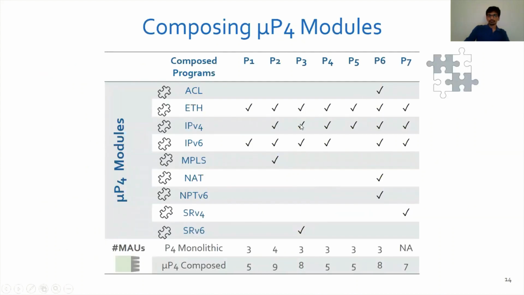In this slide, I'm showing you a set of µP4 modules. Then P1 to P7 are different programs or profiles that are created by composing different µP4 modules. And for every profile, we created a Tofino-specific P4 program. We evaluated resource utilization using the number of match and action stages consumed by programs. As you can see, the µP4 composed program consumes a lot more match and action stages compared to its monolithic counterpart. More analysis is given in the paper.